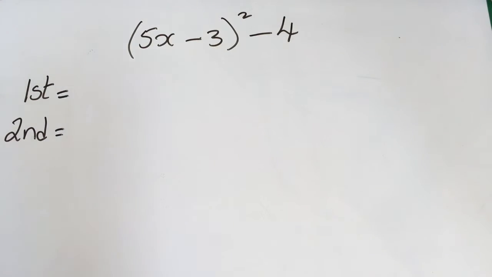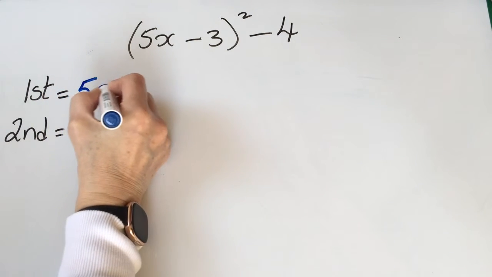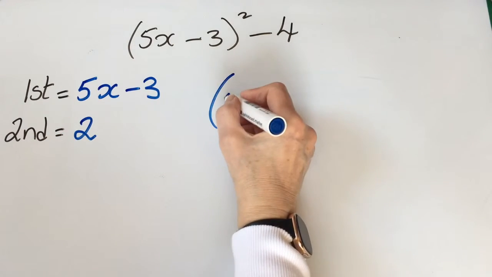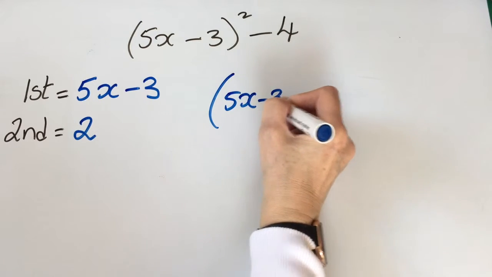Don't let this one put you off. The first thing that's squared is 5x minus 3, and the second thing that's squared is 2. It's no different to the rest of the sums.